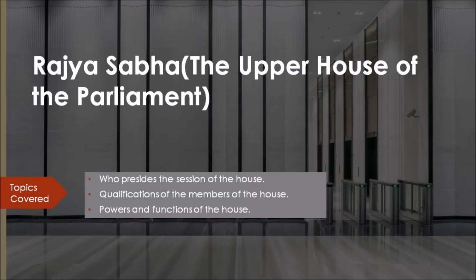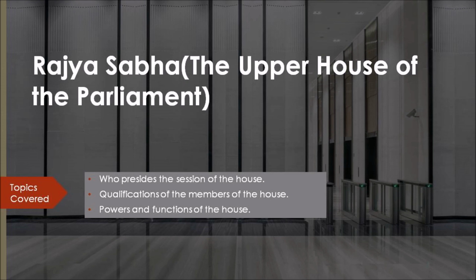Hello students, today we are going to continue the first chapter of Civics, the Union Legislature. In the first session, we have learnt about the two houses of the parliament, the Rajya Sabha and the Lok Sabha in short. Then we have learnt about the lower house of the parliament, that is the Lok Sabha, in detail, in which we have learnt about the qualification of the members of the Lok Sabha, the powers and function of the Lok Sabha, and how the government is formed.